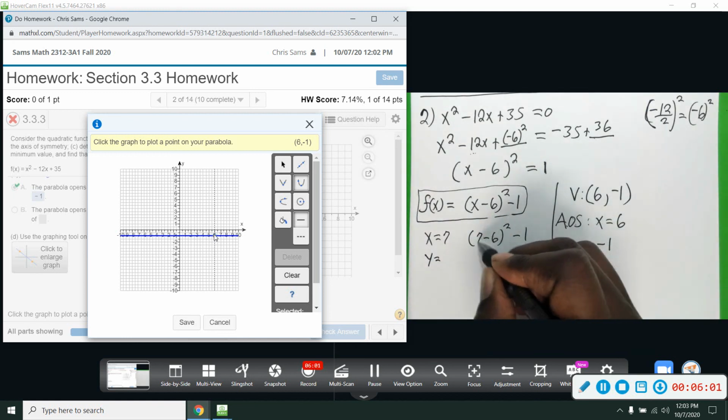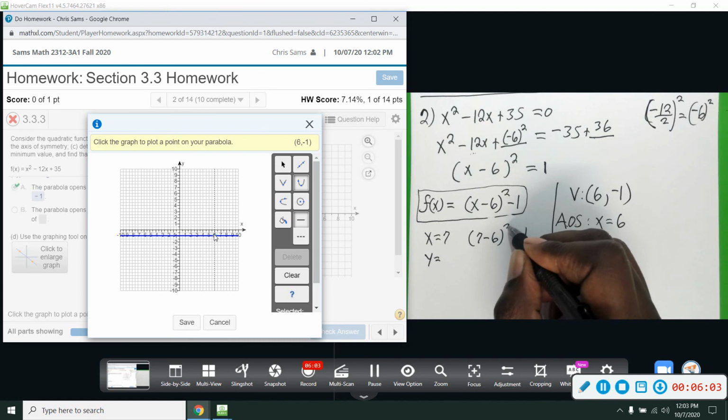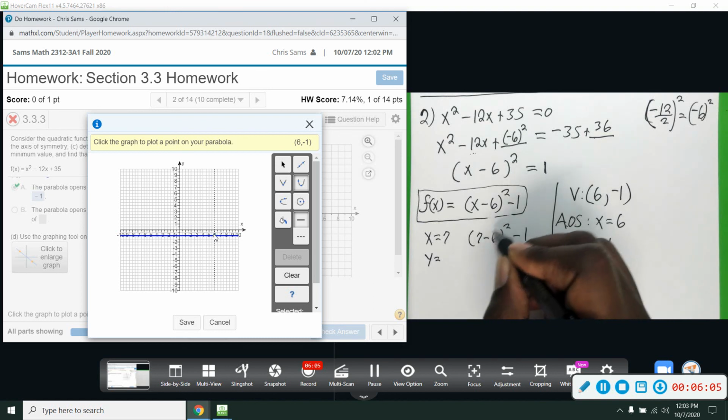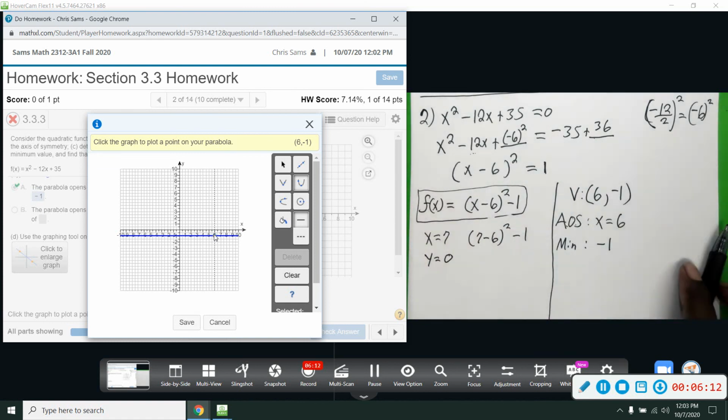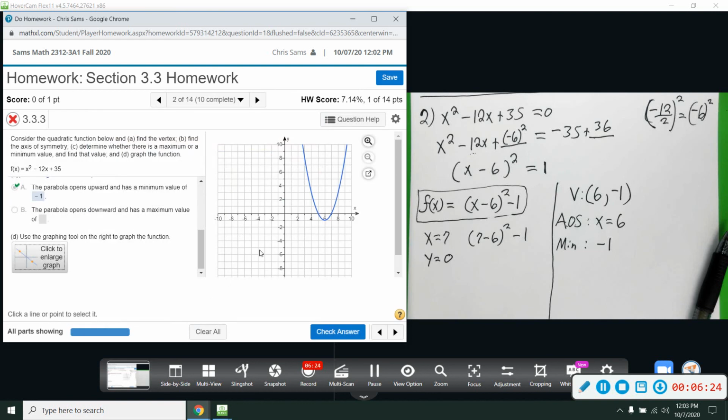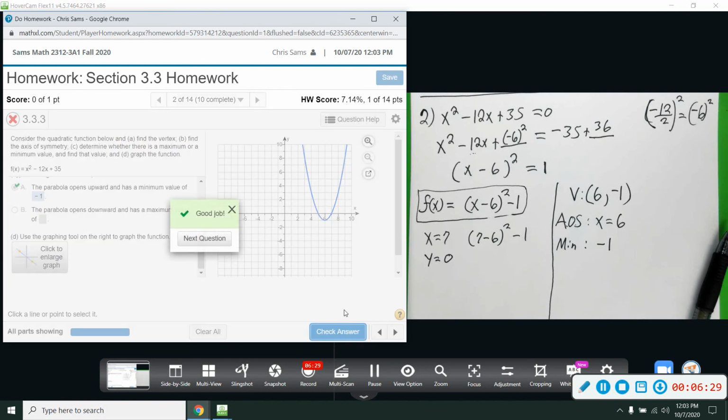So x is 7, you can pick that and solve and find y. This gives you 1 squared. 1 squared is still going to be 1. 1 minus 1 is 0. So x is 7, y is 0. So I'm going to plot that point. So I'm going to go over to 7 and plot a 0. And then it shows a parabola. We're going to save it. And you can pick any point you want. And that should get you what you need.